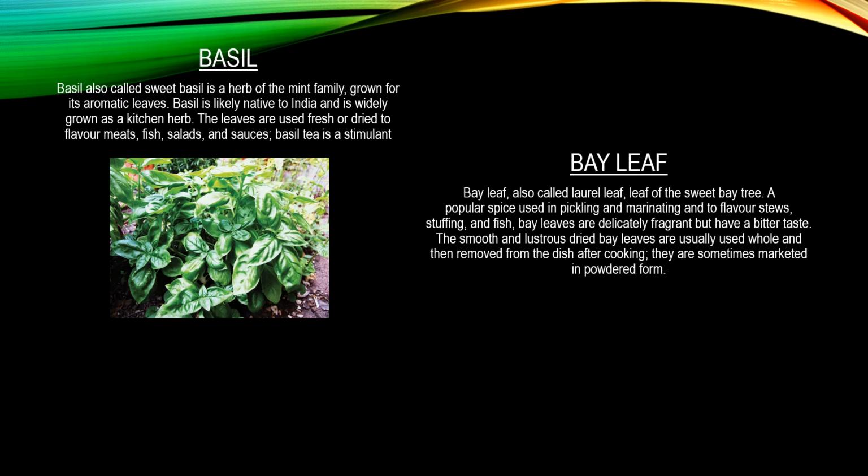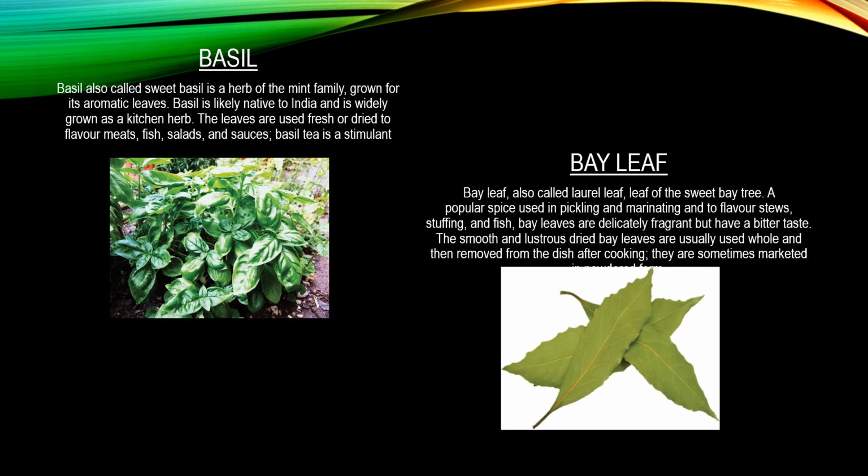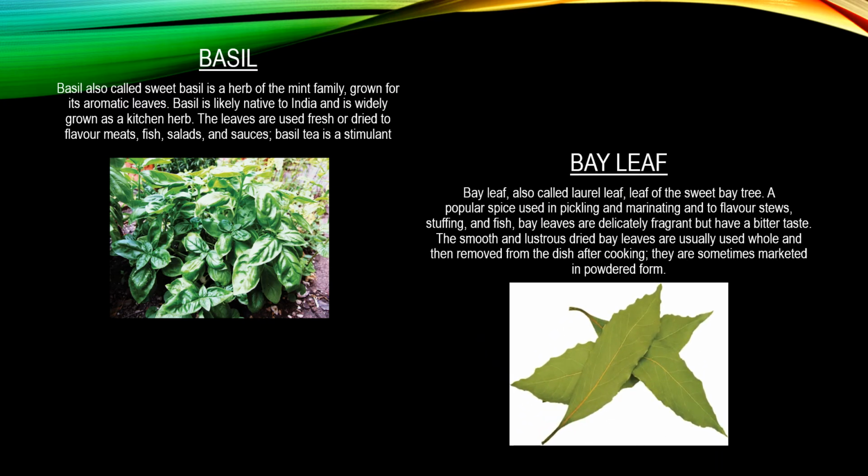Next is bay leaf. It is a whole leaf herb. It is a stiff, dark green, oblong leaf that comes from a laurel tree. It can be used in stocks, soups, sauces, roasts, braised meat, etc.